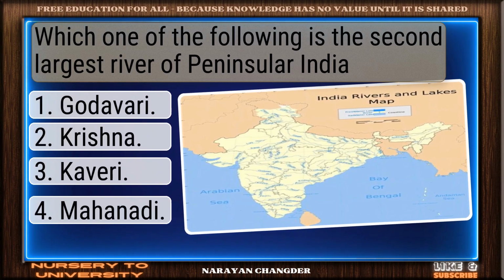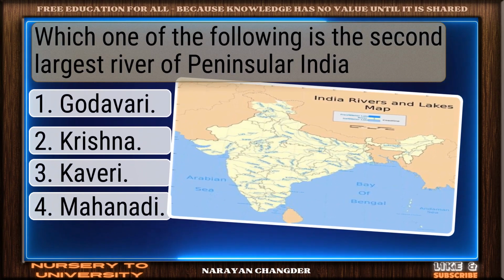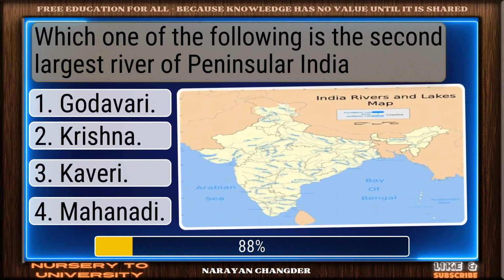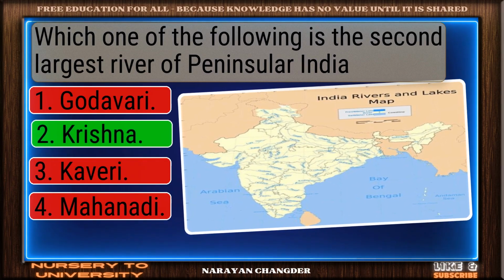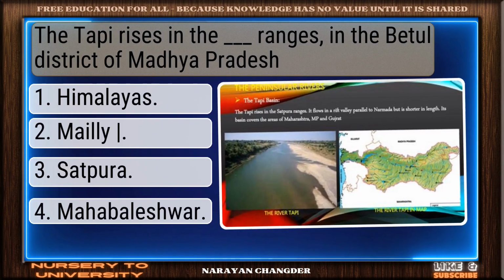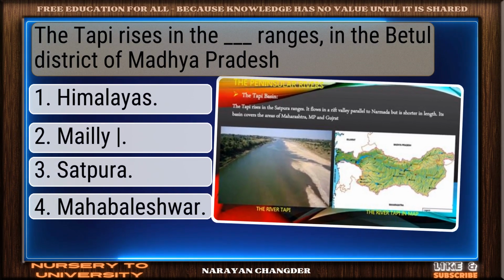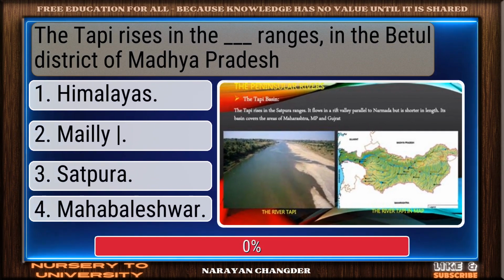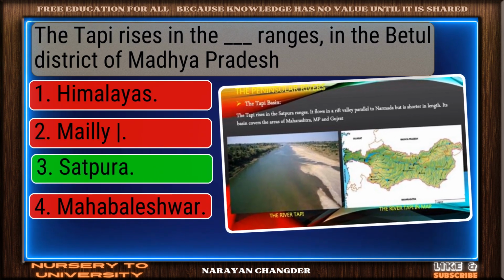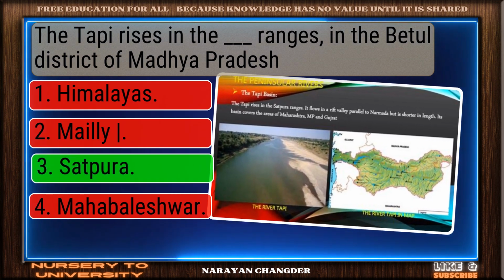Question number 59. Which one of the following is the second largest river of peninsular India? Excellent. Krishna is a brilliant choice. Question number 60. The Tapi rises in the dash Ranges in the Betul district of Madhya Pradesh. Great thinking. Satpura is the right choice.